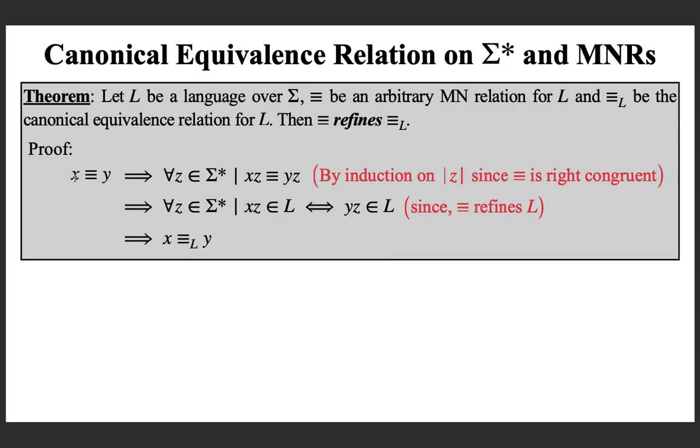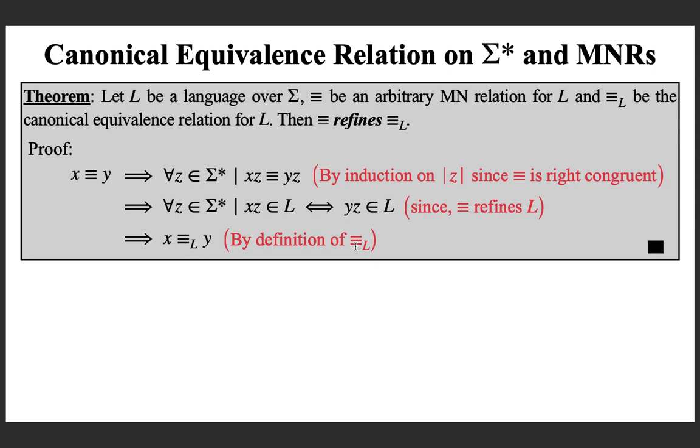So we assume that x and y are related by the MN relation, an arbitrary MN relation for that language, and we prove that then they must be related by the canonical equivalence relation. That means whenever x and y are related under the given Myhill-Nerode relation, whatever that MN relation be, they must be related by the canonical equivalence relation for the language. So we are done. This is from the definition of this relation.